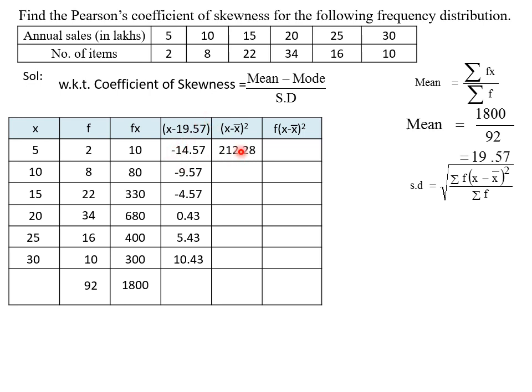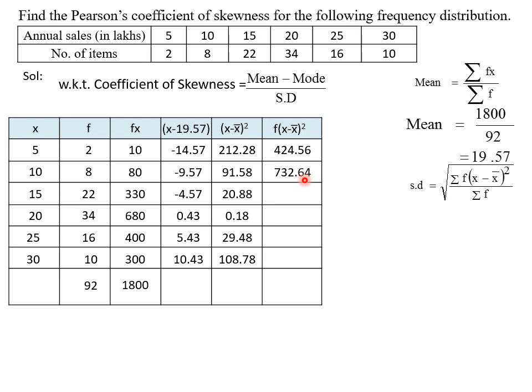So 14.57 square is 212.28. Then minus 9.57 square is 91.58. Likewise, you have to square the successive values. Then you have to multiply x minus x bar whole square with f to get this one. So 2 into 212.28, we are getting it as 424.56.